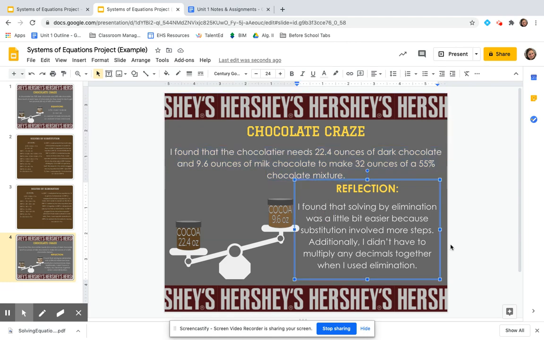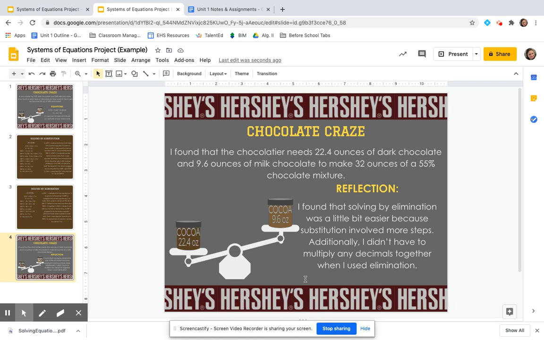Okay? And then over here, I personally found that elimination was easier than substitution because substitution involved more steps. And I got rid of the decimals in elimination faster, so I didn't have to worry about multiplying decimals together when I used elimination. Okay, and that's mine. I also changed my image so that I represented my answers in the new image instead. That is kind of like the extra piece a little bit.